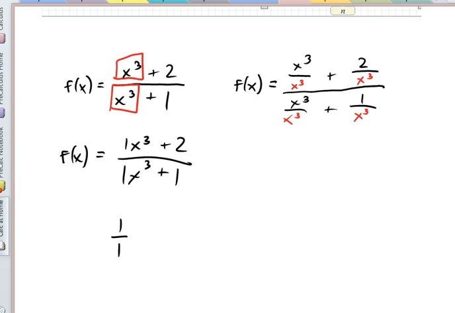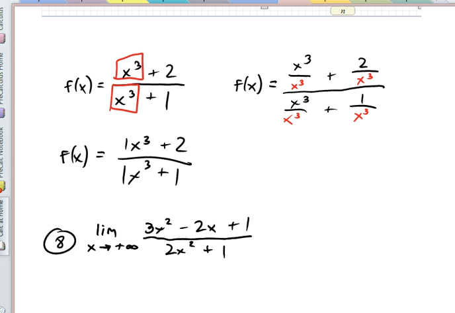So let me give you another one. We'll do one from the book. It's a limit problem from the book. This is number 8. I look at the numerator, I look at the denominator, and I look at the largest powers. So if this number was bigger than this number, then there would be no horizontal asymptote. This graph would tend towards infinity.